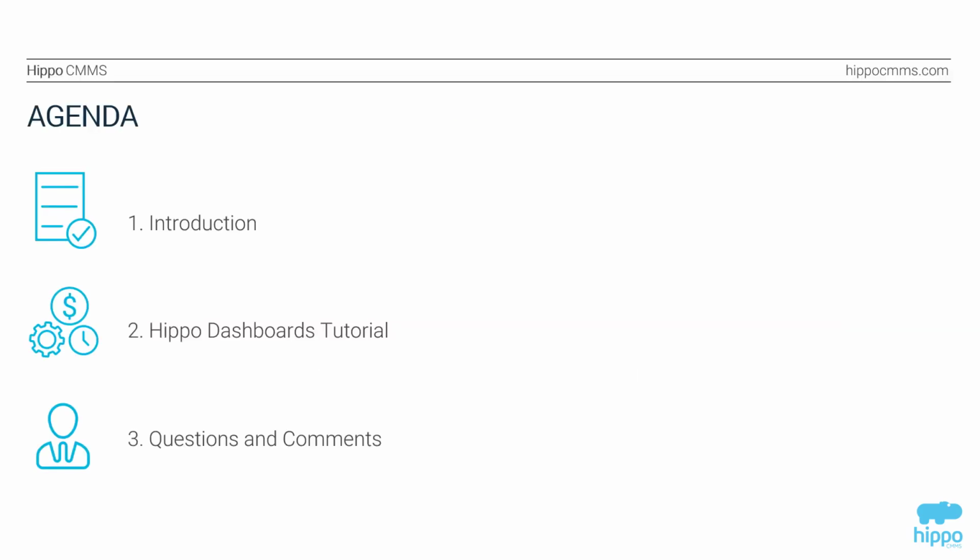Here's a look at today's agenda. We'll start with a short introduction, then begin discussing our Hippo Dashboard tutorial. At the end of the webinar, there will be a short survey that will follow where you can answer a few questions and also ask any of your own. You're also welcome to use the question bubble on your screen to ask a question. These questions will be answered after the webinar.